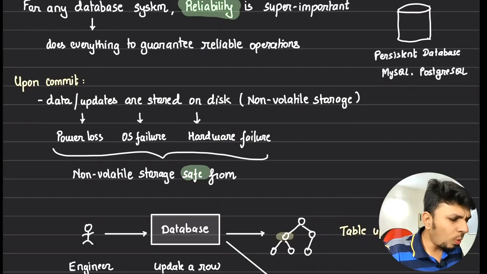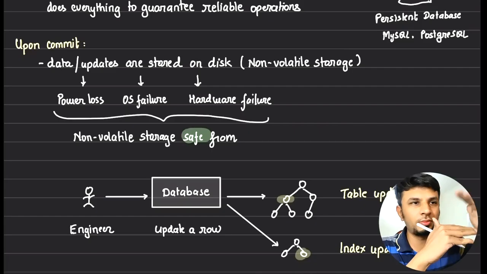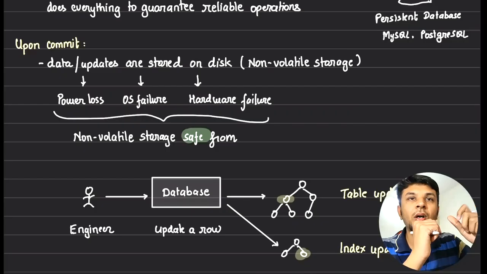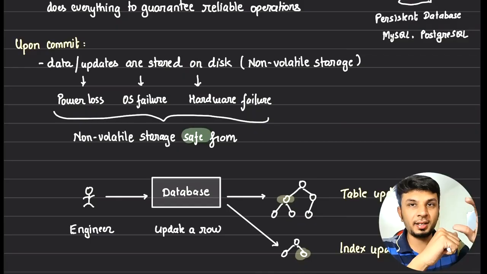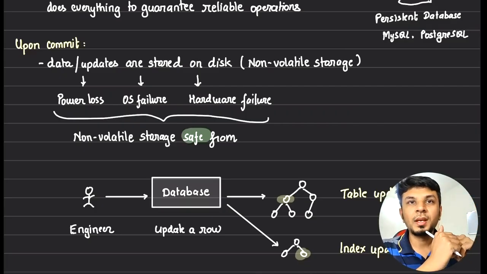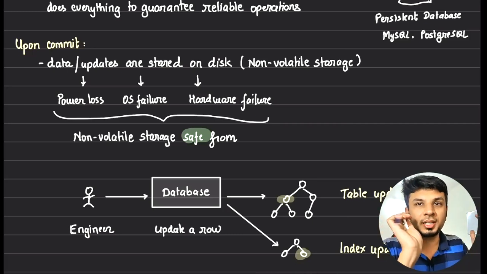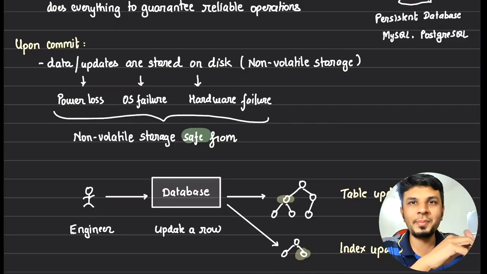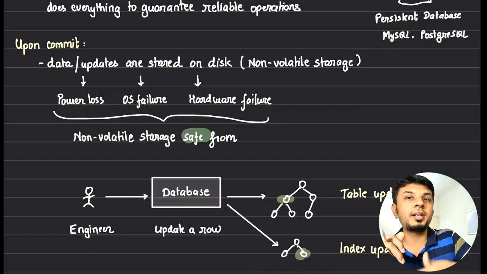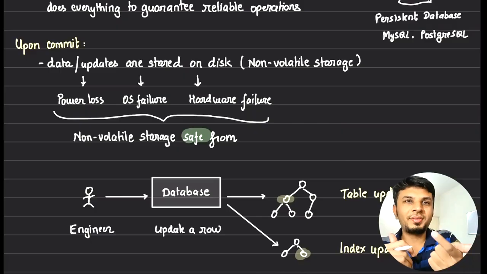So what exactly happens upon commit? Say you have made some changes onto your database, you fired a query, and then you committed the transaction. When the transaction is committed, the changes you made, let's say you updated a particular row, are flushed onto the disk. Disk as in any non-volatile storage. It need not be a disk. It can be any non-volatile storage, for example S3, not recommended. When you say, hey, I've saved your changes, it needs to go into non-volatile storage, something that is not prone to power loss, OS failure, and hardware failure.